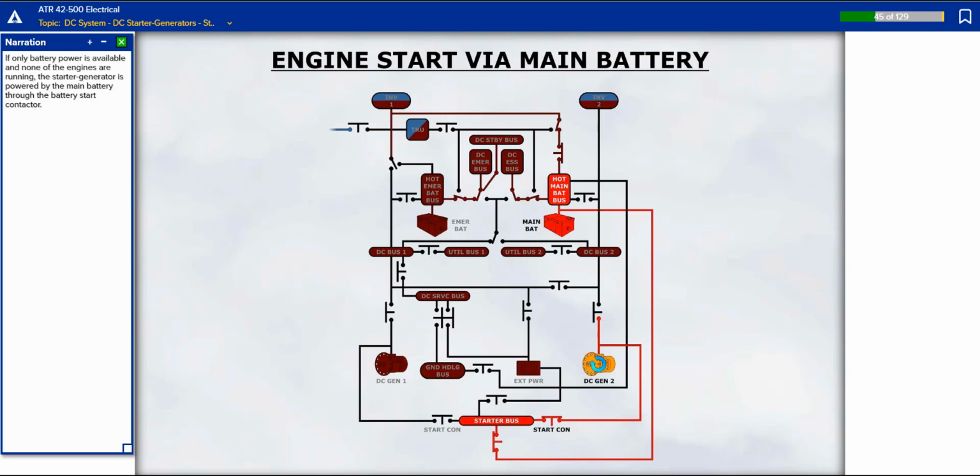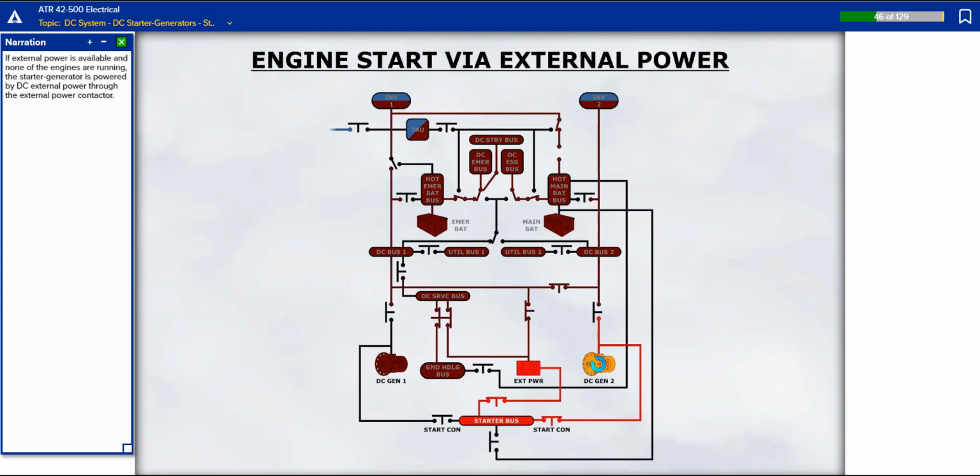If only battery power is available and none of the engines are running, the starter generator is powered by the main battery through the battery start contactor. If external power is available and none of the engines are running, the starter generator is powered by DC external power through the external power contactor.